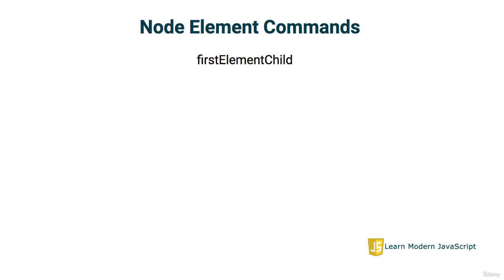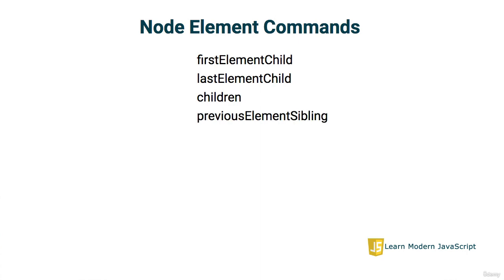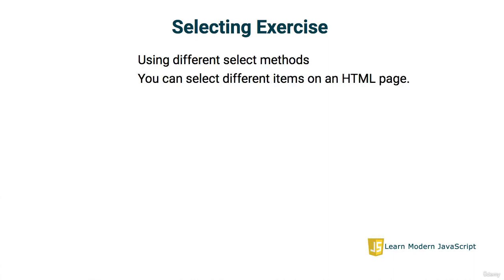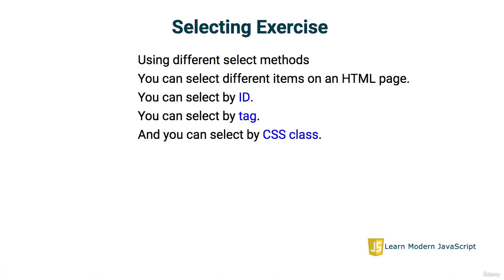Instead of first child, which we talked about in the previous video, we have first element child. We have last element child. Instead of child nodes, we have children. So this returns an array of children as well, but that array only consists of HTML elements that have been converted to nodes. We have previous element sibling and next element sibling as opposed to just previous sibling and next sibling.